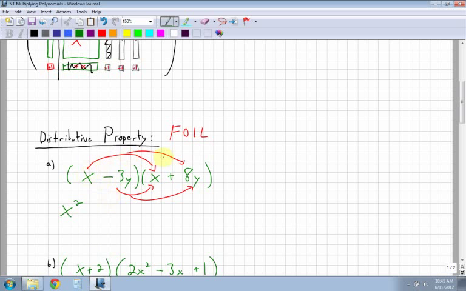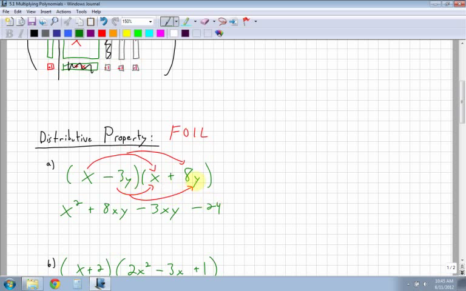Next I have x times 8y, which is plus 8xy. So notice that the two letters go next to each other. I can't add the exponents because they're different variables. Next thing I have is a negative 3 times x, so I have negative 3xy. Notice I didn't put yx. I want to put them in order all the time so I can see what like terms I have. And lastly, I have negative 3 times 8, which is negative 24.